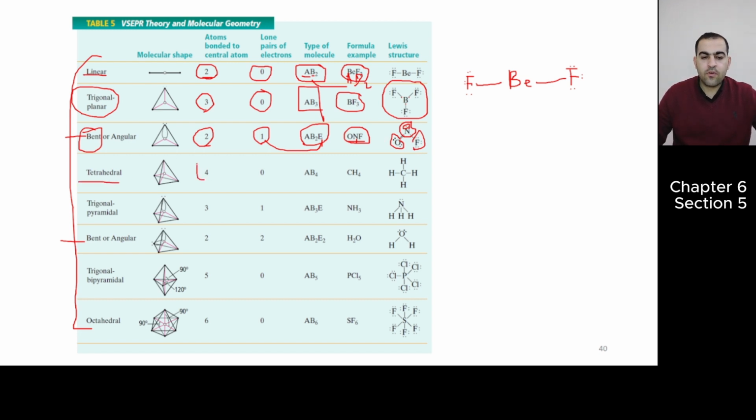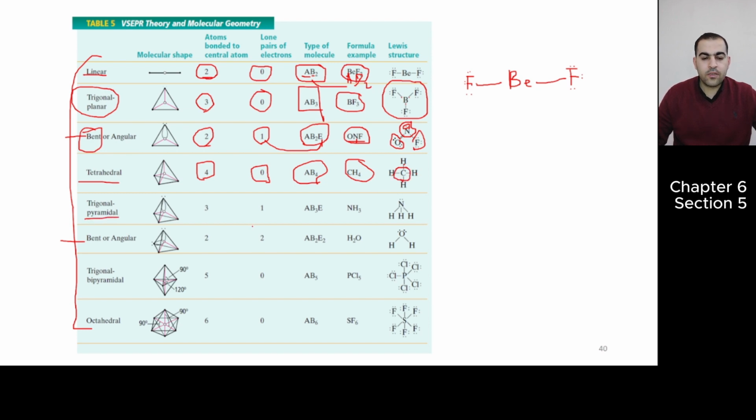Tetrahedral: 4 atoms are bonded to the central atom, 0 lone pairs. The type of molecule is AB4. Example, CH4. Look, how many atoms? 1, 2, 3, 4. Carbon is central and doesn't have any lone pair.